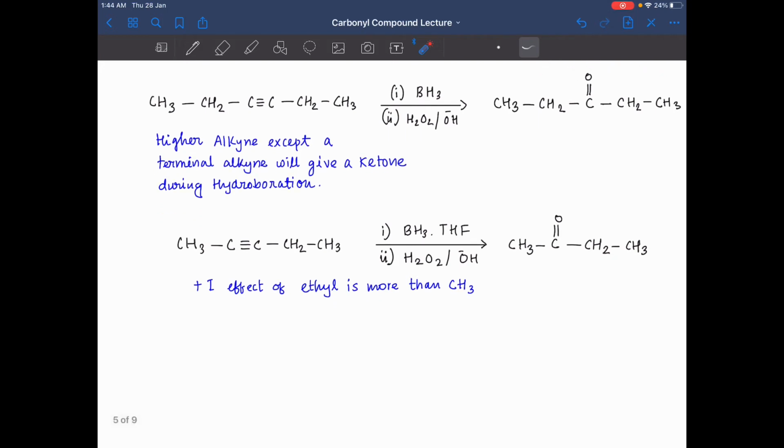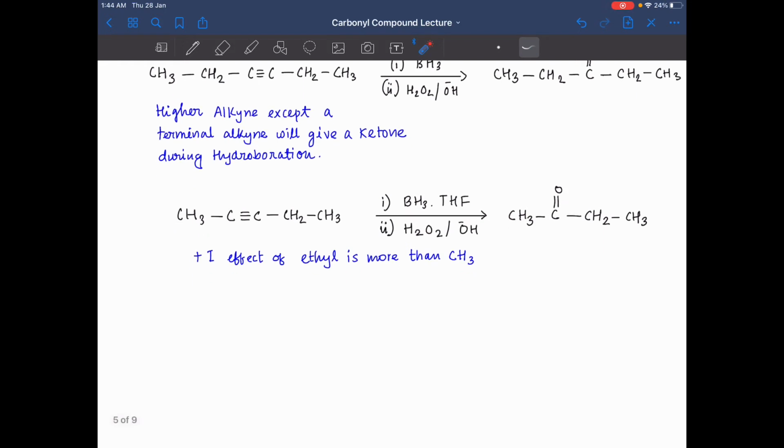We know that the plus I effect of C2H5, the ethyl group, is much greater than the plus I effect of CH3. So the negative charge on this carbon is less stable because of the more plus I effect of this CH3 group, and the negative charge on this carbon is comparatively stable. So the hydride ion will attack this carbon, and the negative charge will abstract this BH2. So it will be HBH2, and this will be the double bond.